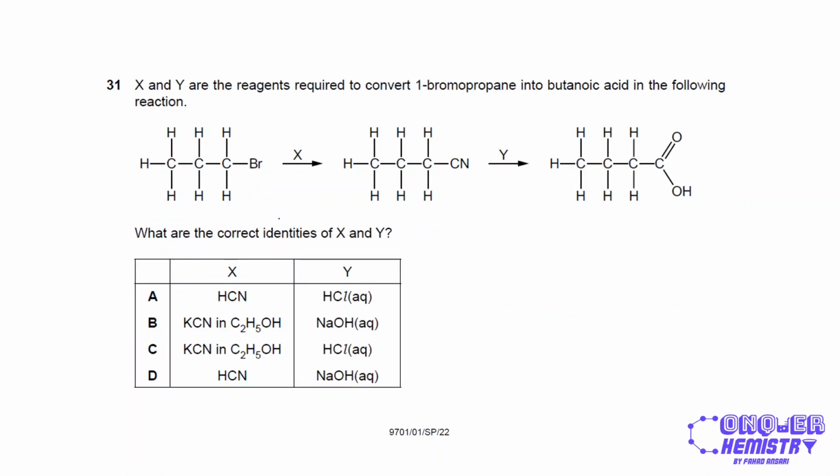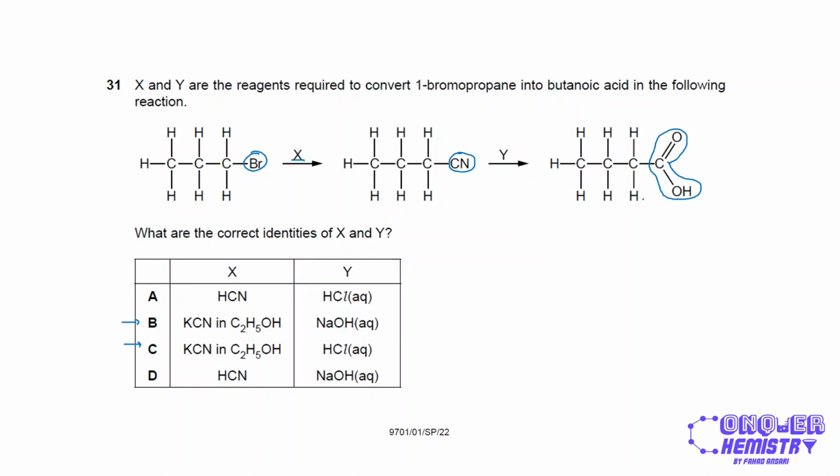X and Y are the reagents required to convert 1-bromopropane into butanoic acid in the following reaction. What are the correct identities of X and Y? Br over here needs to be replaced with CN, so X will obviously be ethanolic KCN, so KCN in C2H5OH, and Y basically requires CN to be hydrolyzed to give you this carboxylic acid group.